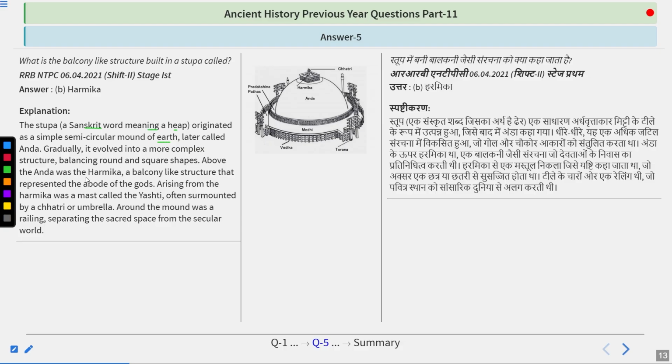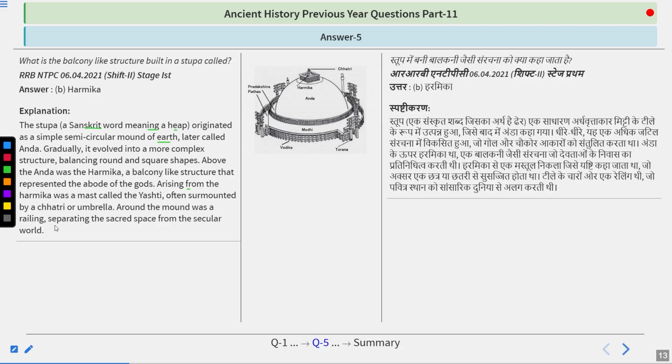Above the anda was the harmika. Here you can see at the top, the harmika, a balcony-like structure that represents the body of the gods. So here you can see this is a structure at the top of this anda or this stoop, and particularly this is called a harmika. And harmika basically is a balcony-like structure that represents the body of the gods. Arising from the harmika was the mast called a yashti, often surmounted by a chhatri or umbrella. Here you can see a chhatri over it.